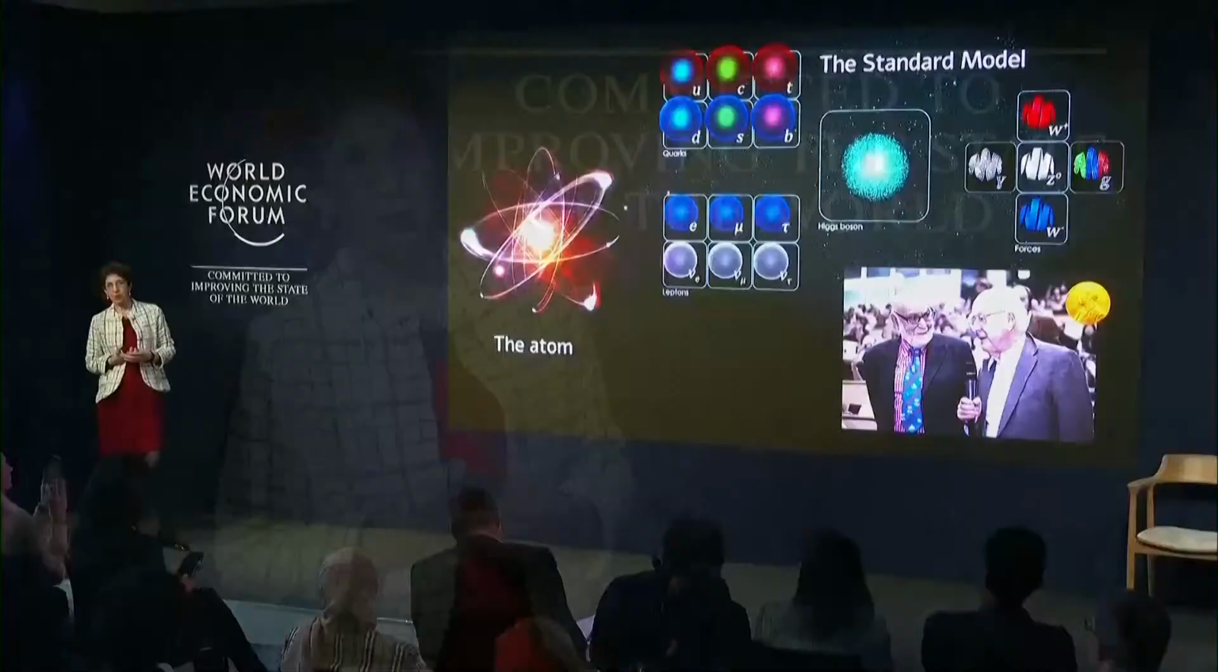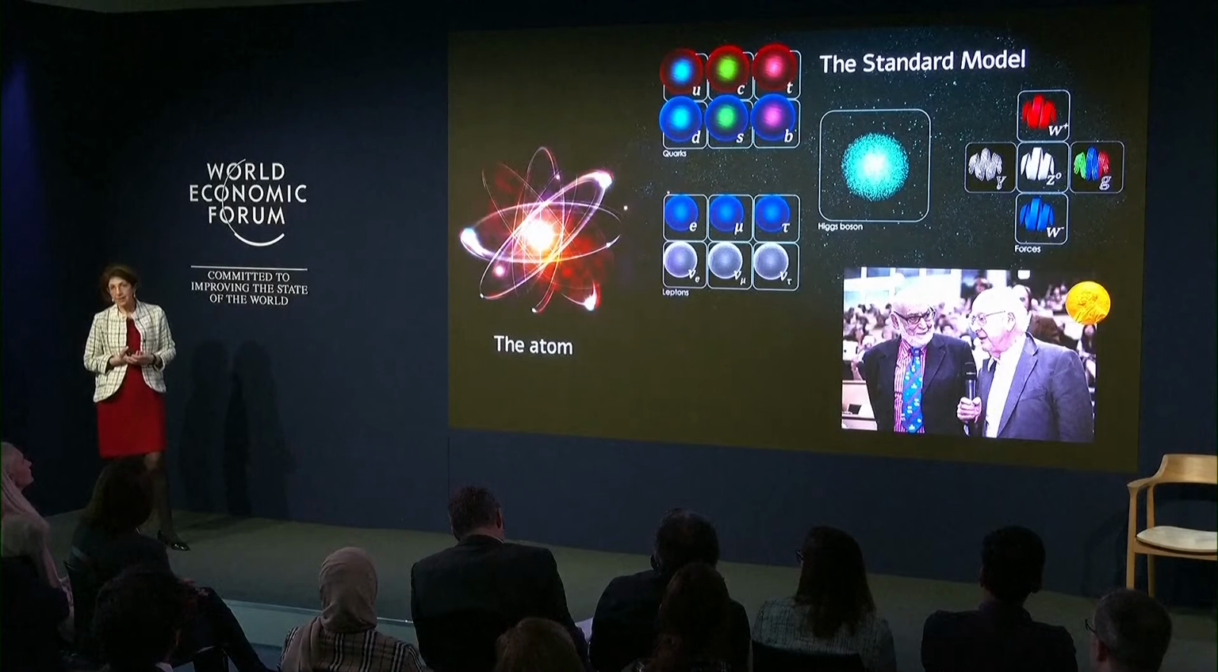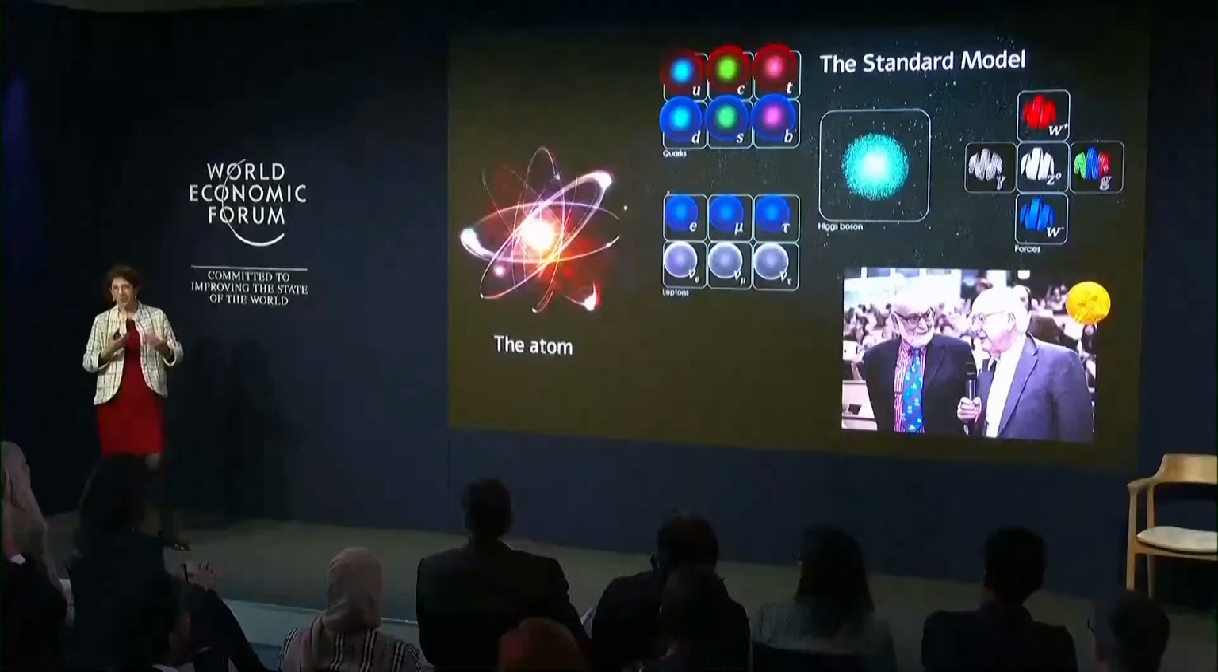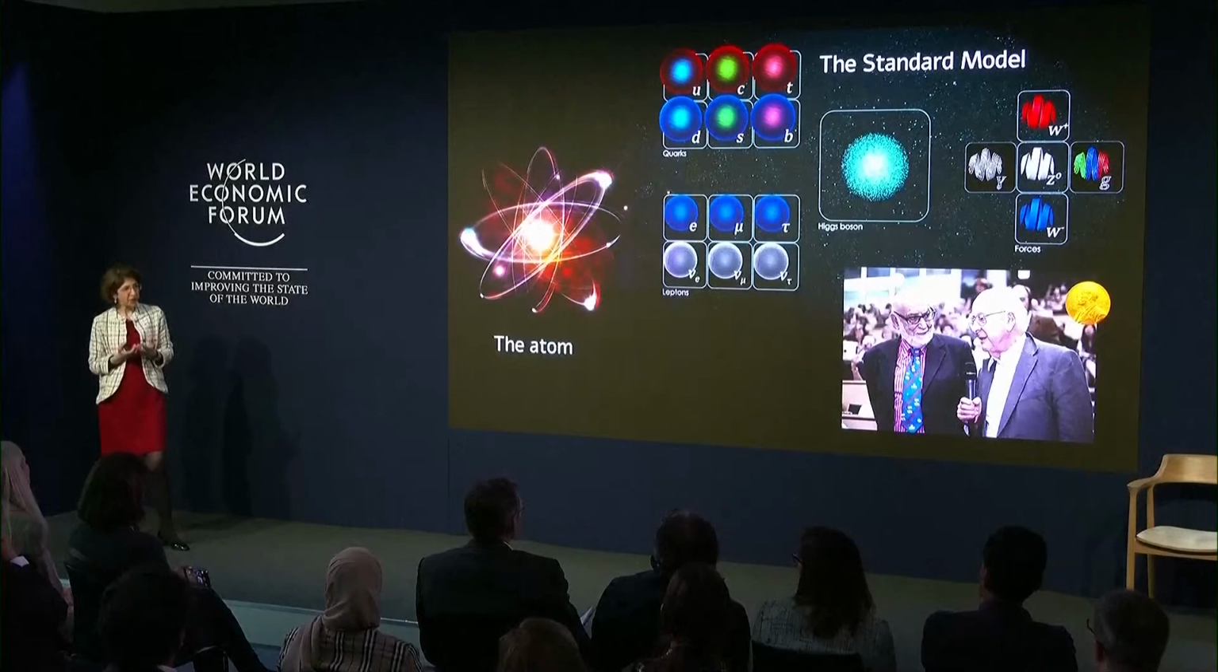However, these particles and this interaction only explain the so-called visible universe, which is 5% of what is out there. The rest, 95%, is made of forms of matter that we don't know, and we actually call them dark matter and dark energy. Dark indicates on one hand our ignorance, and on the other hand the fact that they do not interact with our instruments, so we don't see them.